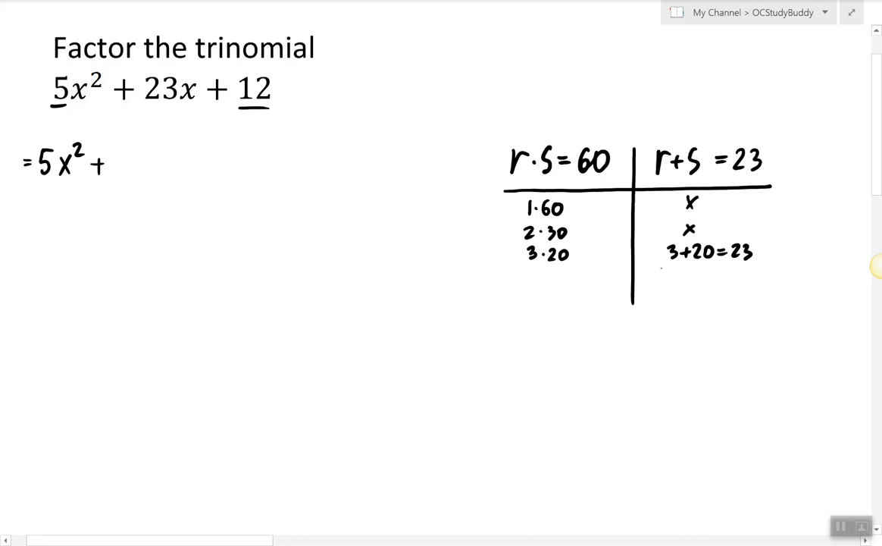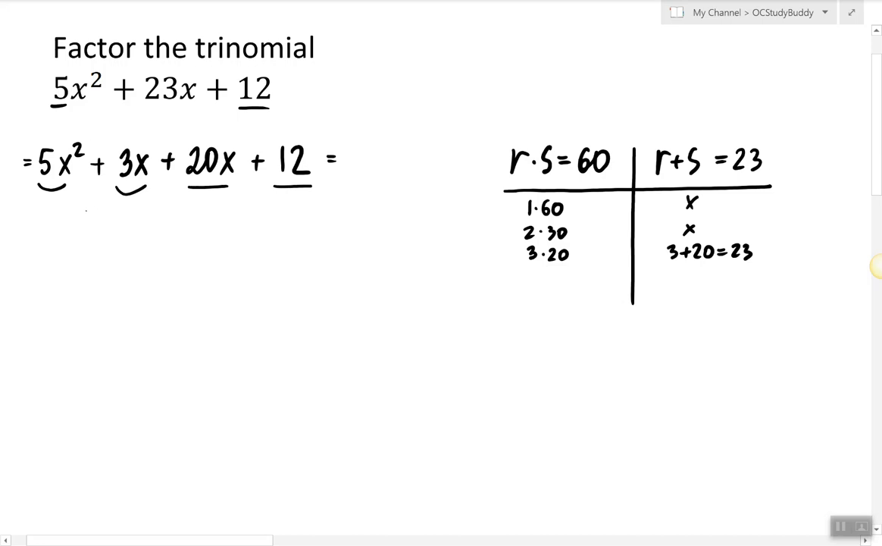Since 3 plus 20 is equal to 23, we're just going to write it as, instead of 23x, 3x plus 20x. And what's nice about it is that if we were able to find such two numbers, it is guaranteed now to factor completely by grouping. So let's group the first two and the last two.